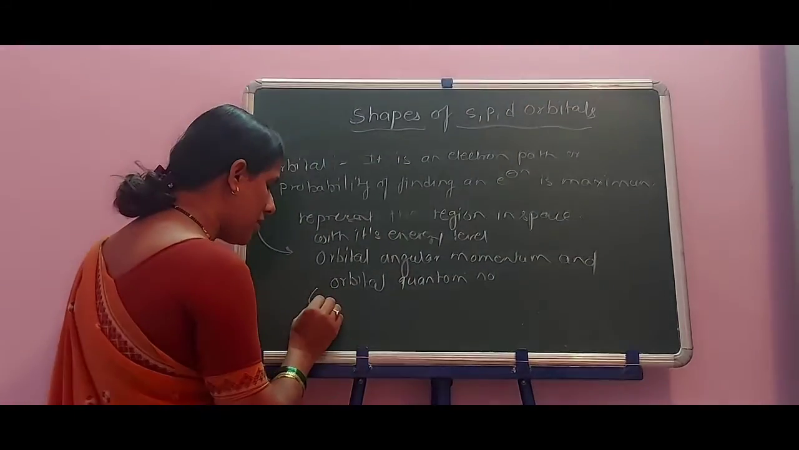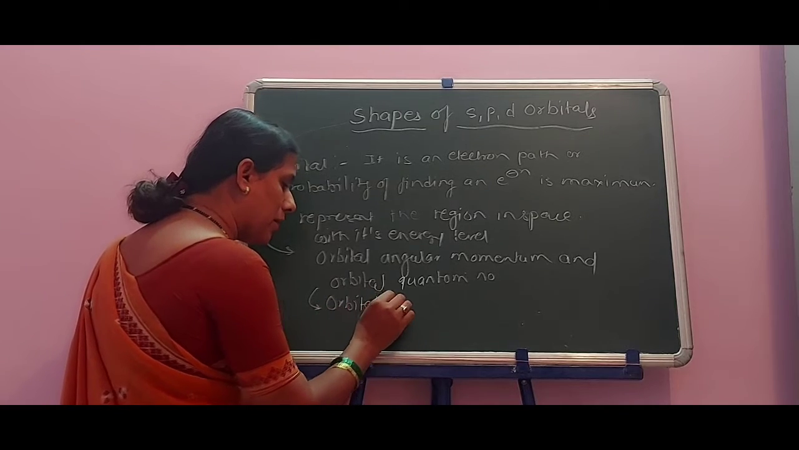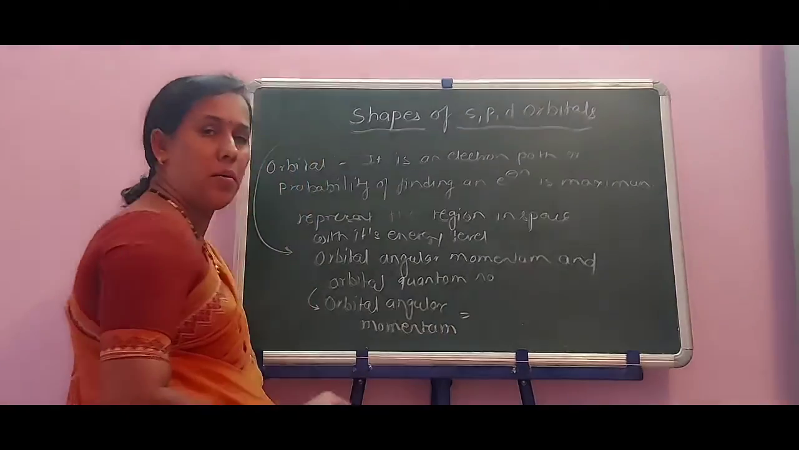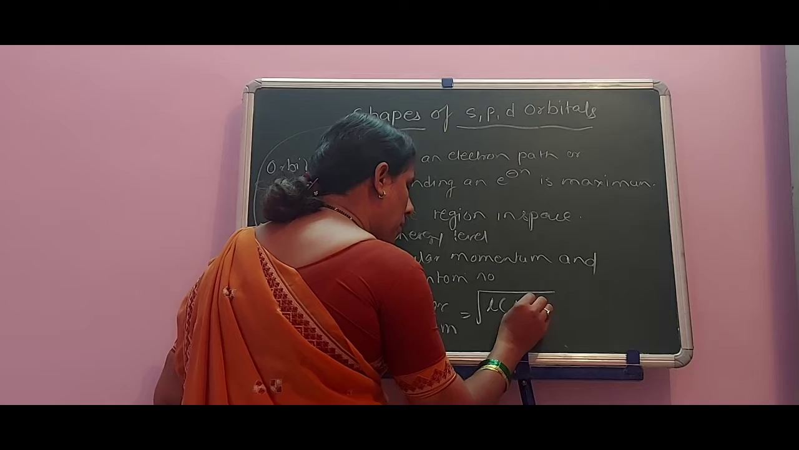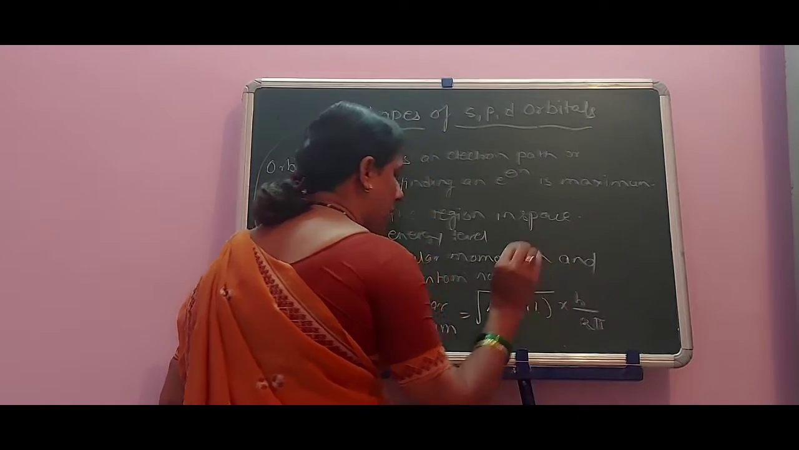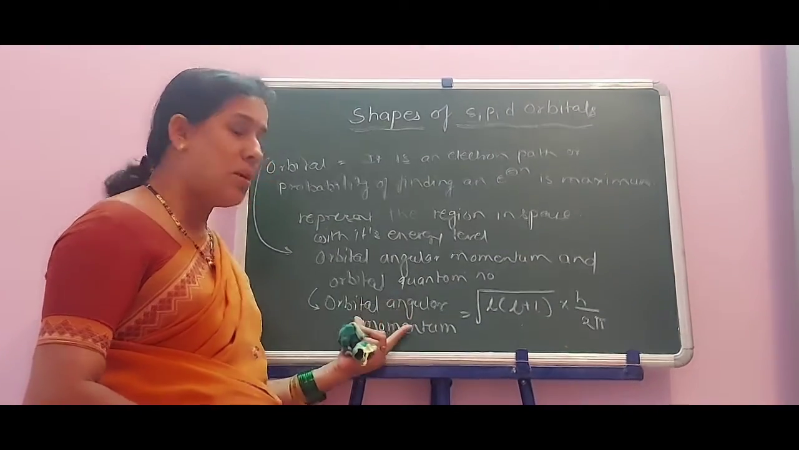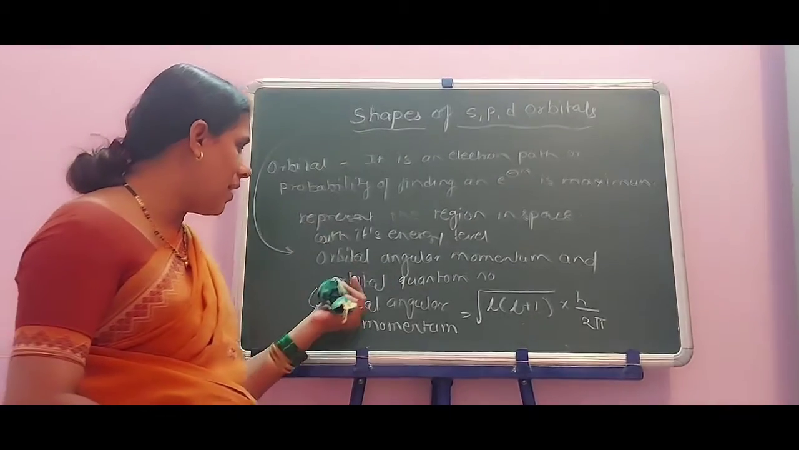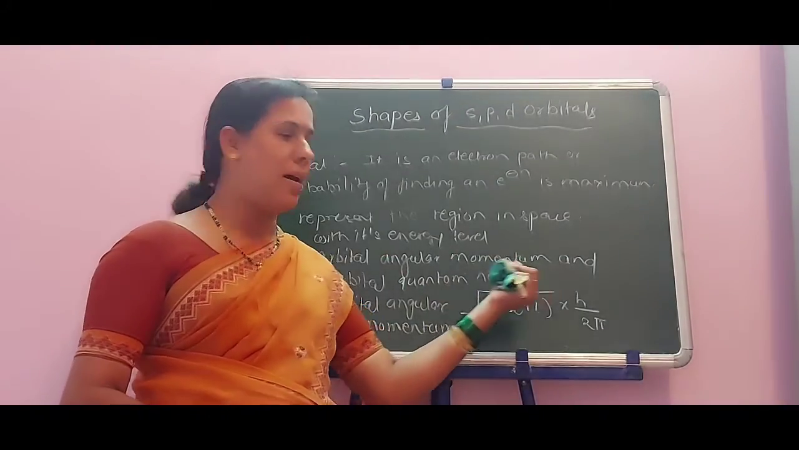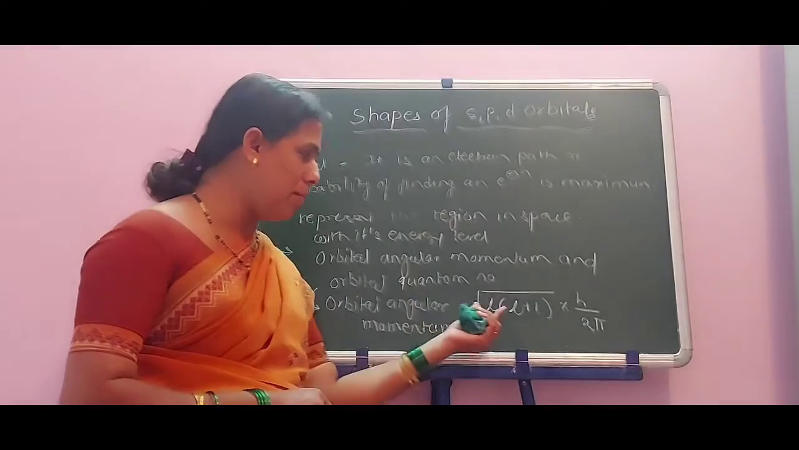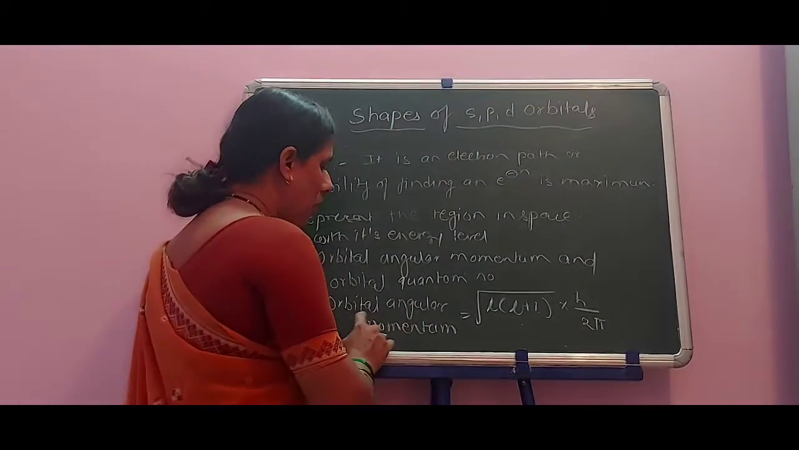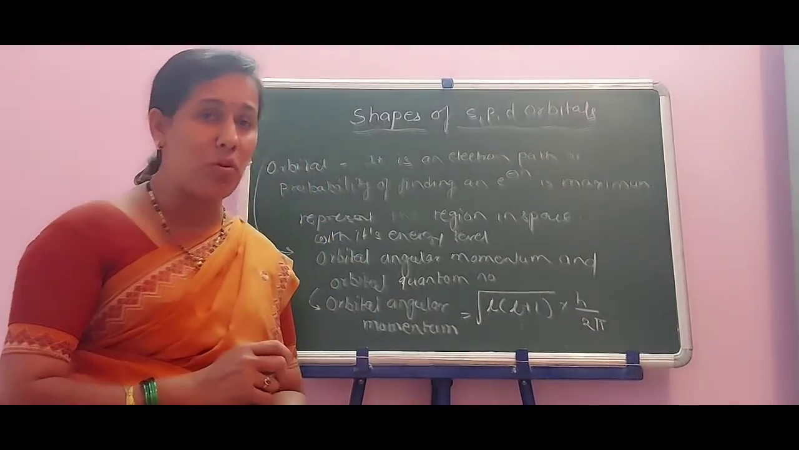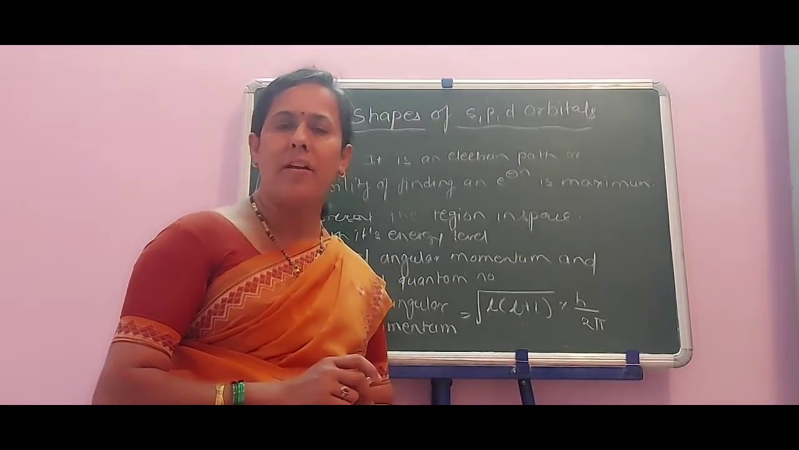This can be designated by the relation: orbital angular momentum is equal to the square root of l into l plus 1, into h upon 2 pi. So the shapes of orbitals represent the region in space where the electron can easily be found, related with the orbital angular momentum and the orbital quantum number or azimuthal quantum number, denoted by small l. Here h stands for Planck's constant, equal to 6.67 into 10 raised to minus 13.